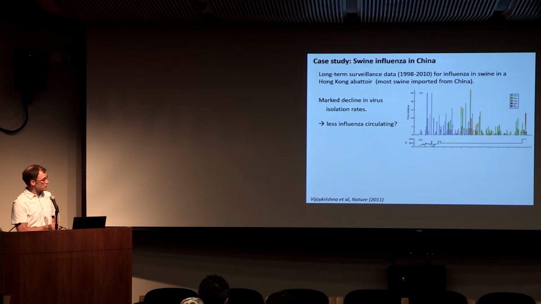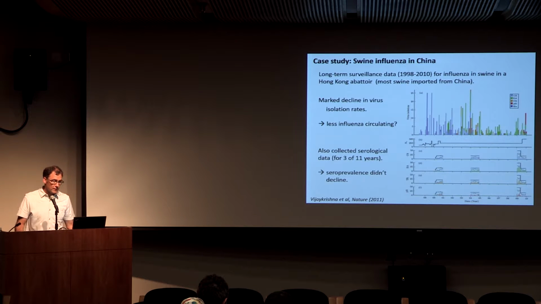So here's some raw data. This was reported in a Nature paper in 2011. These bars, if you can see them, mark the frequency of virus isolation. The different colors are different strains of influenza, and this is over the span of this 11-year period. And you can see you go from a period of higher rates of isolation to a lower period later in the decade. And so it looks as though there's less influenza circulating as you move forward through time.